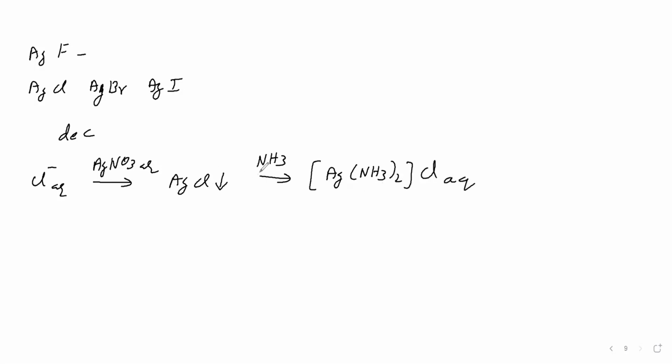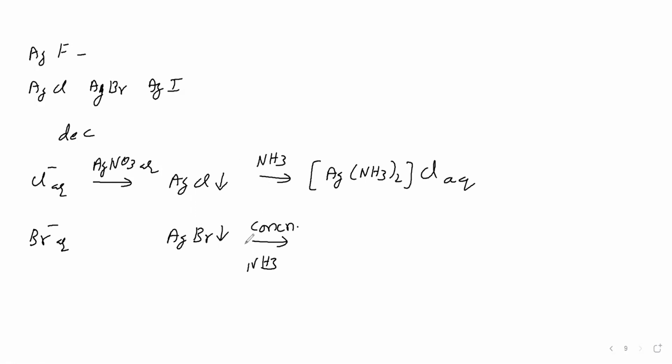This white precipitate dissolves in ammonia due to formation of a complex. Okay, then what about silver bromide? If you take bromide here, you will get a pale yellow precipitate, AgBr. This AgBr dissolves in concentrated ammonia, but AgCl dissolves even in dilute ammonia.